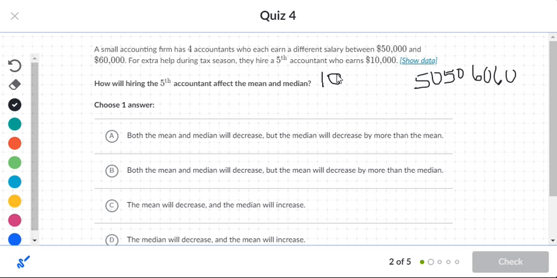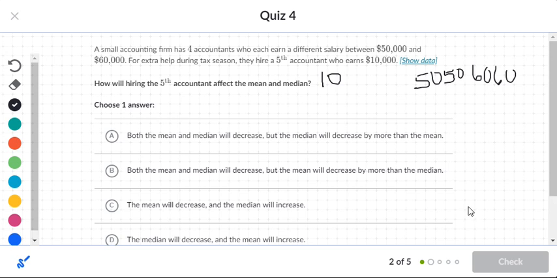Now, if we were going to do the mean, we would add up the 50, the 50, the 60, and the 60, and divide by 4, and again, we're roughly about 55. But when we add in the 10 and divide by 5, that's going to make that number a lot smaller. In fact, the mean generally is affected more than the median. So between the two, they will shift to the left and become smaller, but the mean will generally be affected more by these smaller numbers than the median itself.